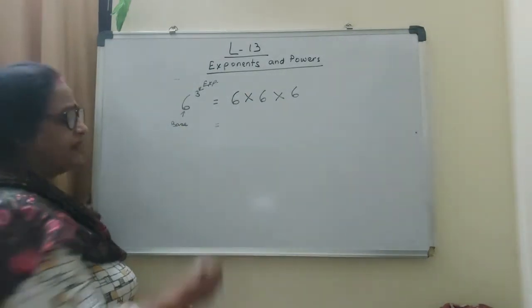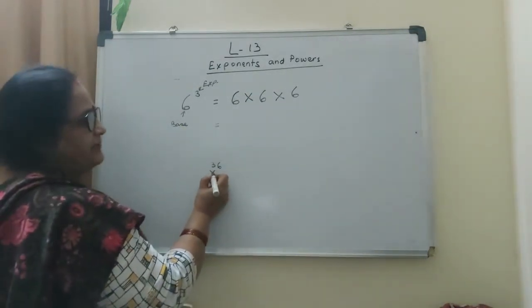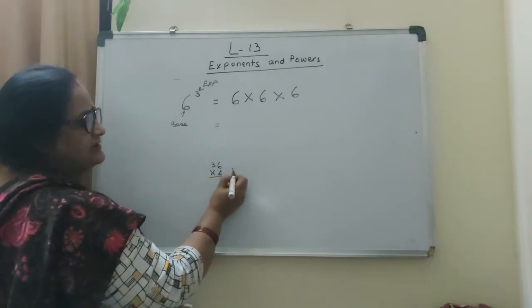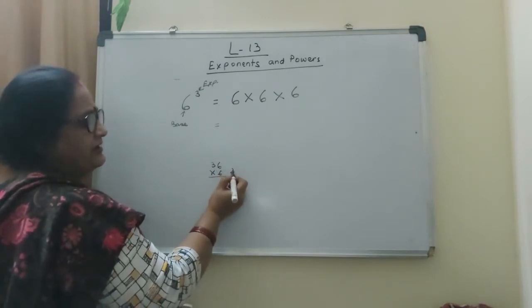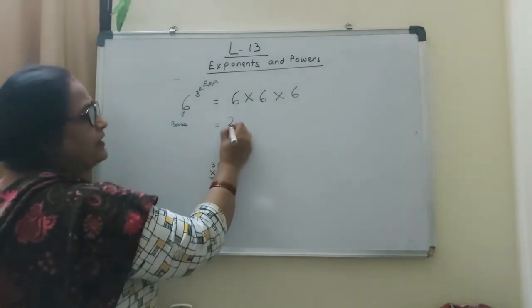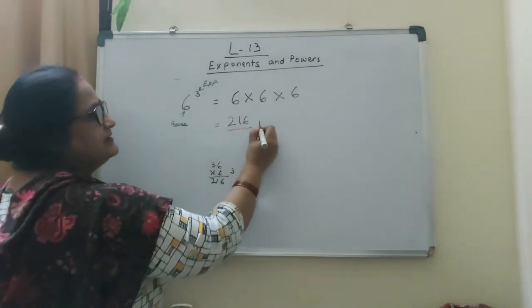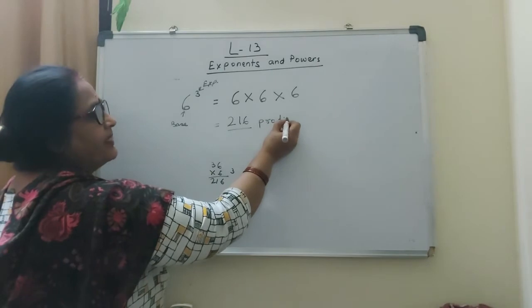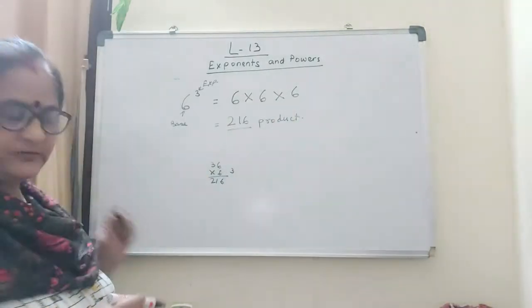Now 6 multiplied by 6 is 36. Multiplied by 6: 6 times 6 is 36, 6 times 3 is 18, 21. So 216. This is your product. Okay.